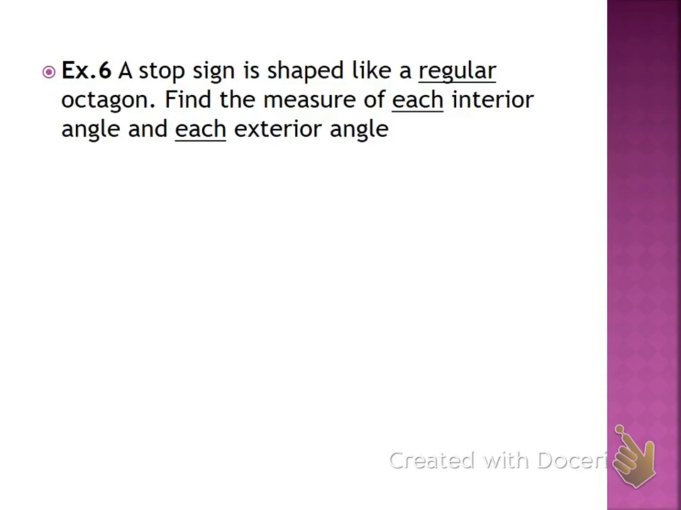One more. A stop sign is shaped like a regular octagon. Find the measure of each interior angle and each exterior angle. Now, the idea of it being regular is important. Does anybody know what regular means? Kara? Everything's congruent. So all the sides are congruent to each other. All of the angles are congruent to each other.